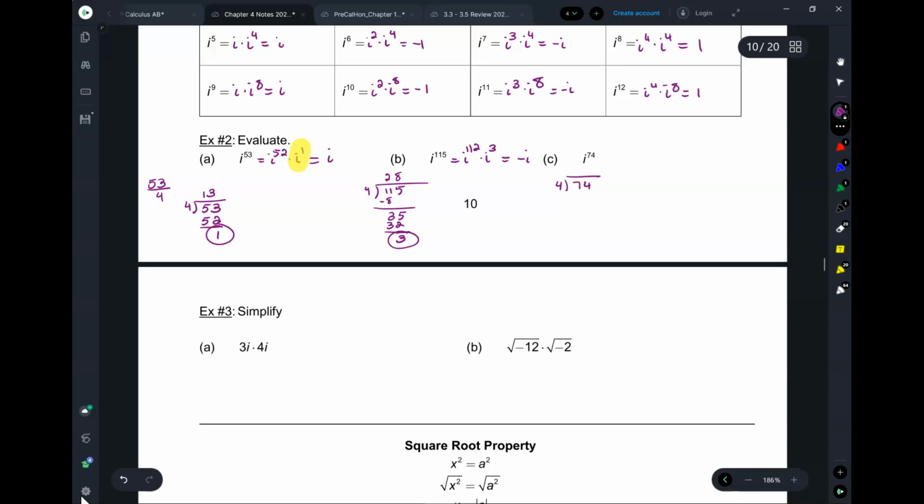Do we have to memorize all this chart? No, don't memorize. This is why we're showing you this. You only have to know i to the 1, 2, 3, 4. And even that you could do in your head. So watch.